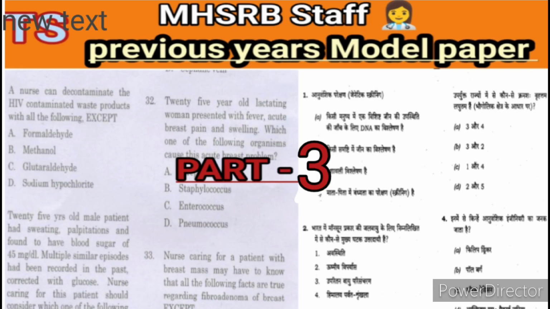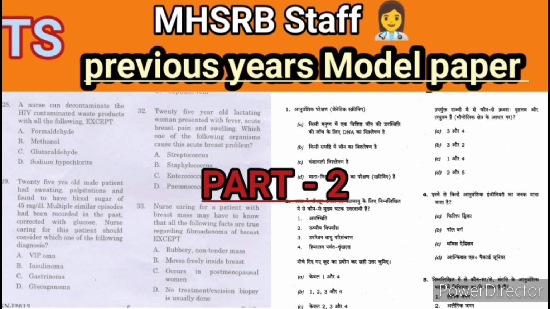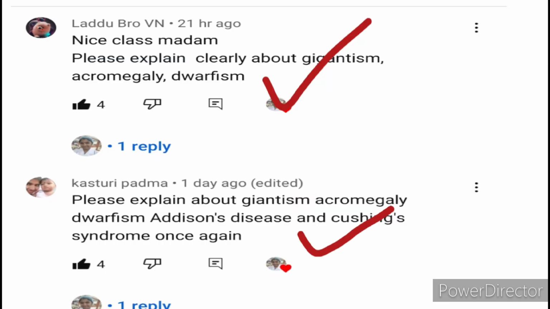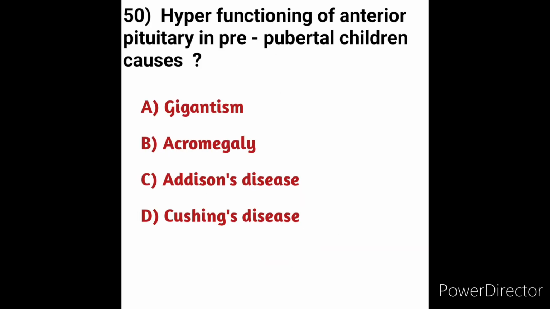Let's move on to the topic. Today we are going to discuss previous year model paper part 3, from question number 61 to 100. But before discussing today's topic, two members want to discuss question number 50 in the part 2 video, regarding gigantism, acromegaly, Addison's disease and Cushing's disease. They asked me to explain these diseases in detail. I got this comment from my dear viewers, so I will discuss this question first, then we will move on to today's content.